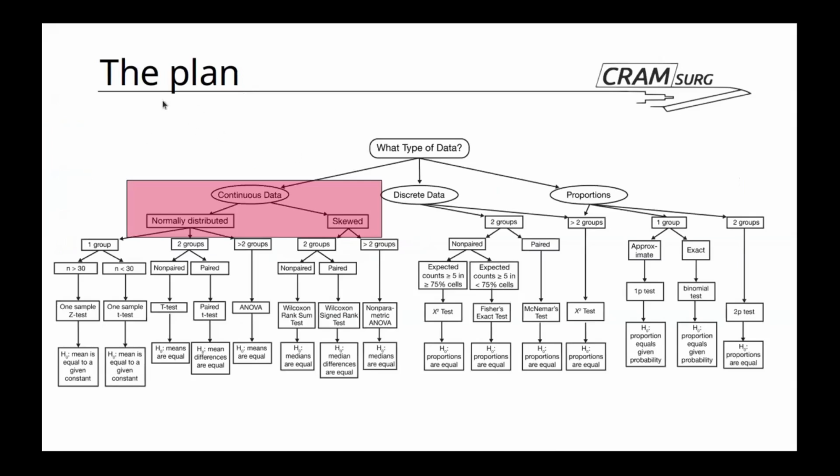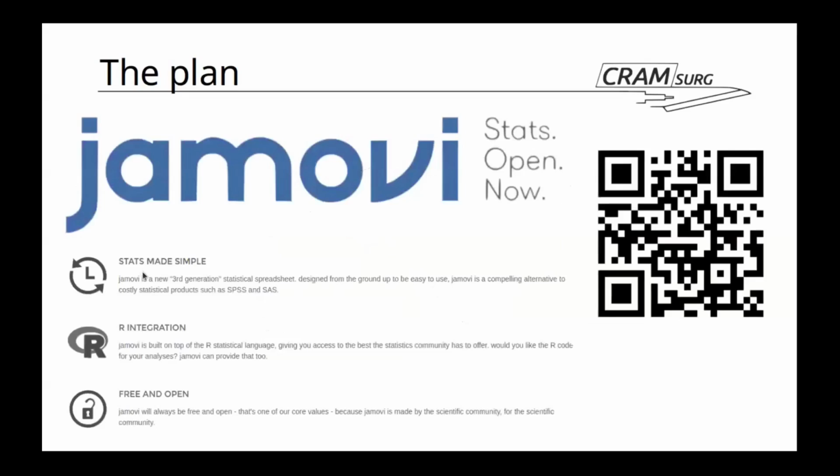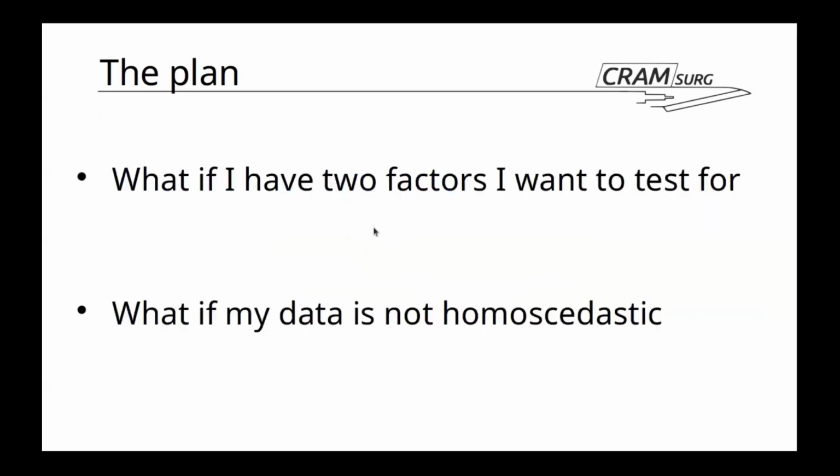Just to carry on our plan and our path, we're still talking about continuous data. We're still talking about normally distributed data, and we are still talking about this particular column here, about comparing more than 2 groups together. We are talking today about variations of types of ANOVA, and we're going to do our demonstration with Jamovi, which is what we've been doing all the way through.